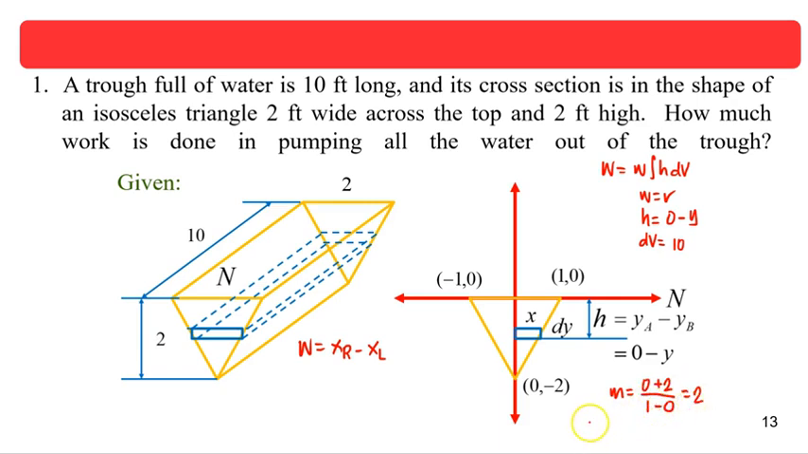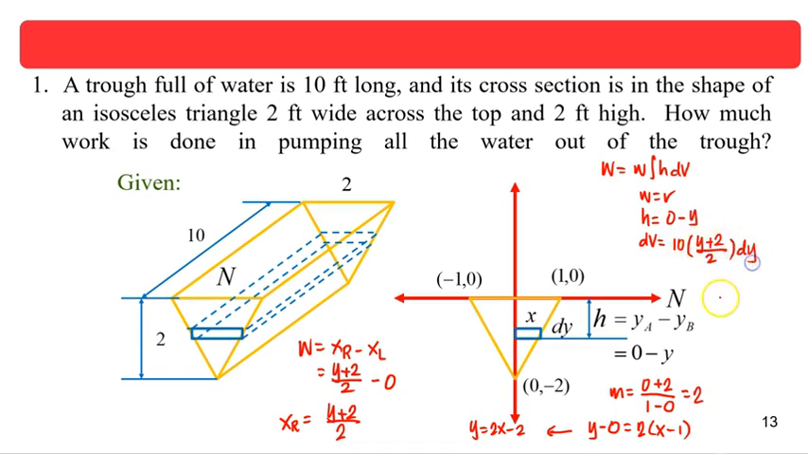y2 minus y1 over x2 minus x1. The slope is 2, and then y minus y1 is equal to m times x minus x1. I can say that y is equal to 2x minus 2, or since it's basically x that you're being asked for, x of the right is y plus 2 all over 2. So here, y plus 2 over 2 minus x of the left, that's the y-axis, that's minus 0. Therefore, 10 multiplied by y plus 2 over 2 times dy.